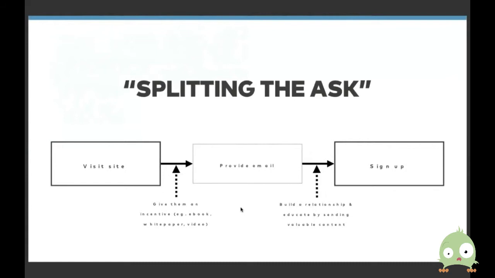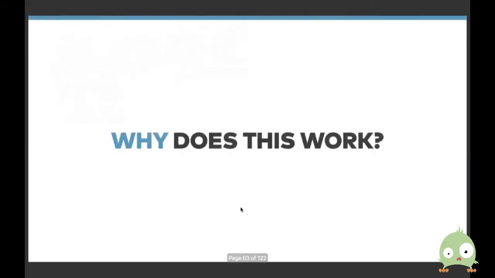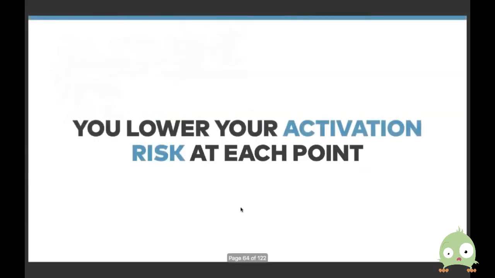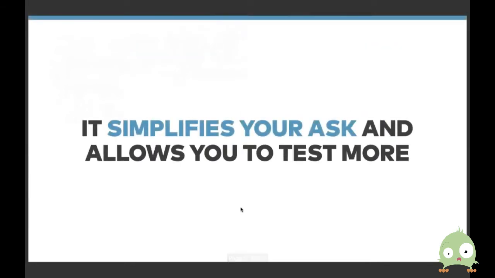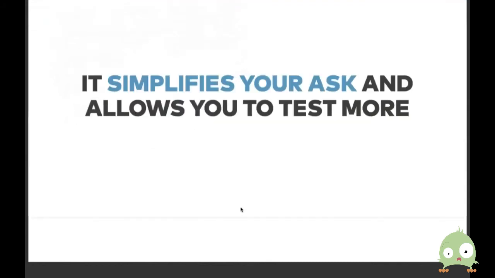You can send them an autoresponder, which works 24/7 without manual work, through MailChimp or any other email service provider. Why does this work? Because you lower your activation risk at each point, and you are giving them something in return. It simplifies your ask and allows you to test more. That is as simple as that.